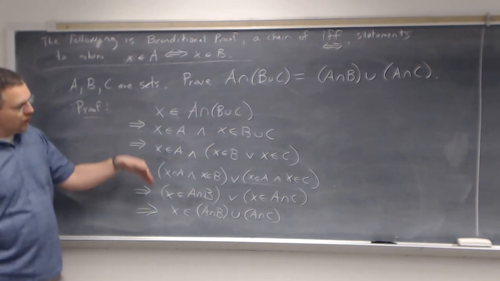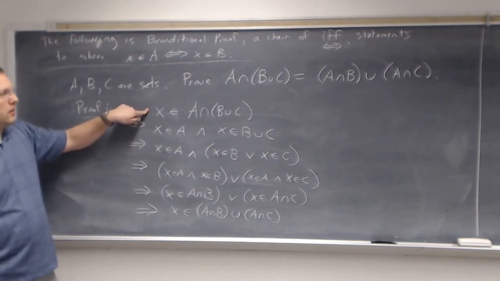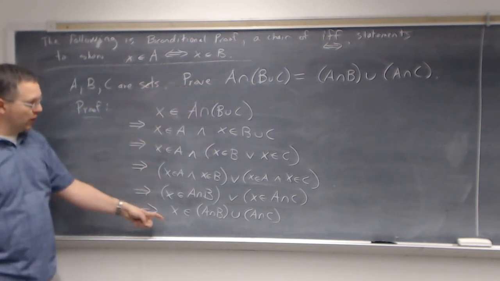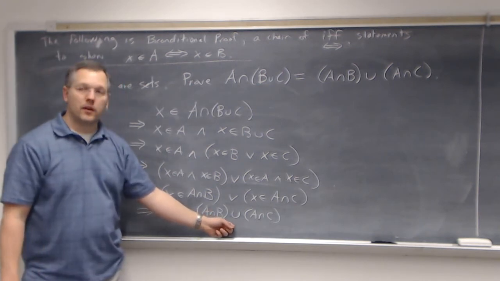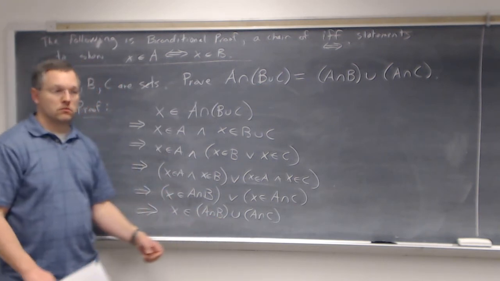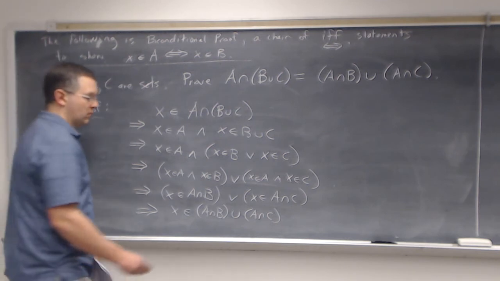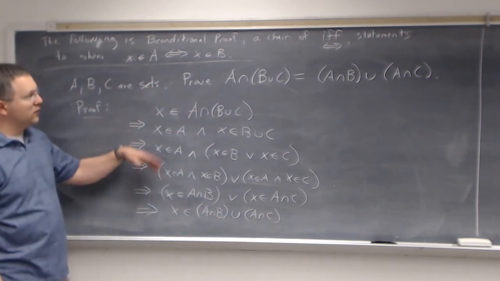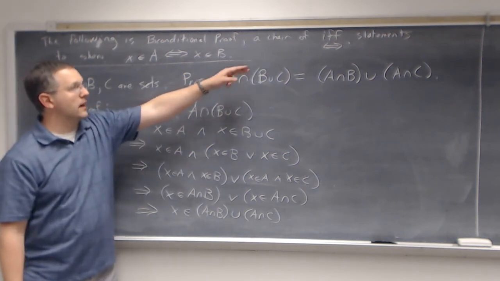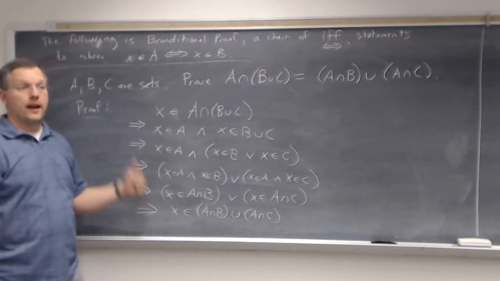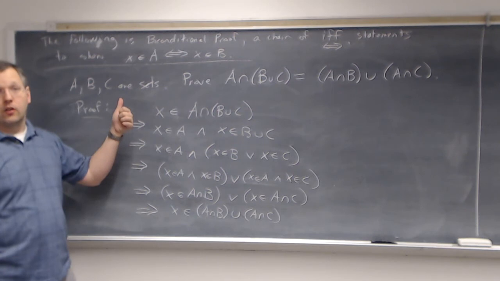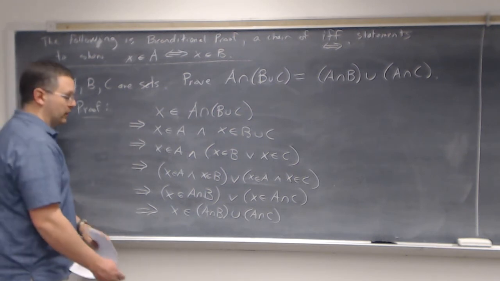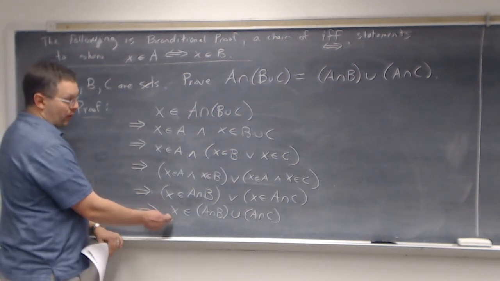So if you read this proof, I start with an arbitrary element of the left-hand side, and I show that it is also an element of the right-hand side. Right? So this proof shows that the left-hand side is a subset of the right-hand side. Now, I'm just going to add the other side of the arrow to make these if and only if statements, because I can read it in reverse.